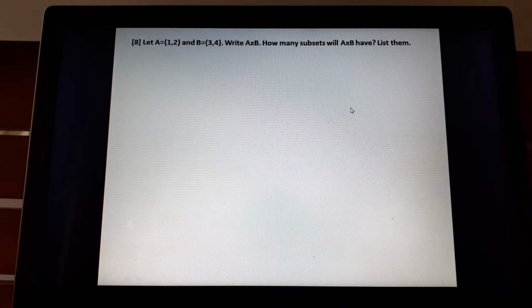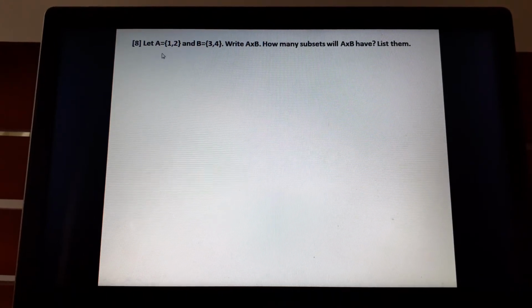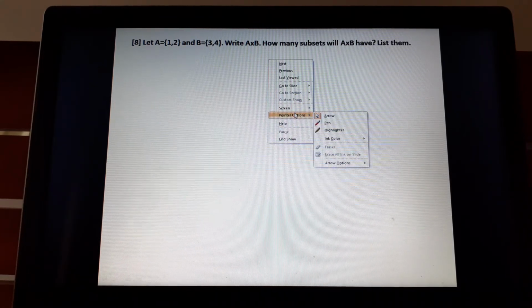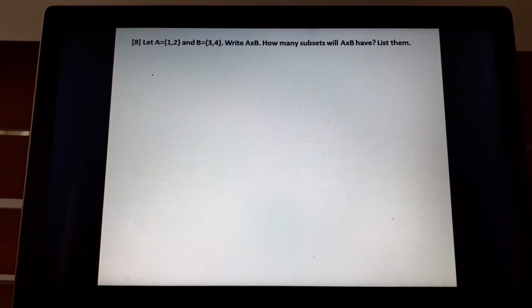Next question, question number 8. If A equal to {1, 2}, B equal to {3, 4}, write A cross B. First one, how many subsets will A cross B have? List them. Of course, listing means we have to be careful in listing the elements, since a lot of subsets will be there. So let us solve this one.